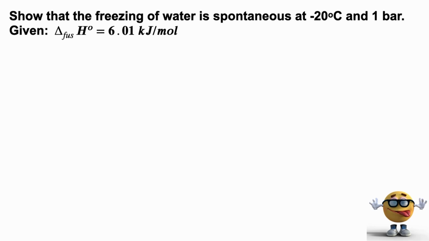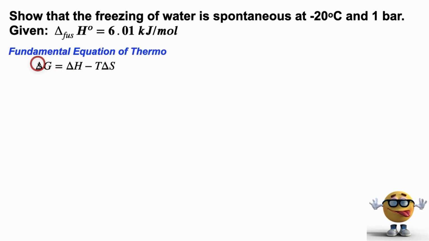Alrighty, my friends, we're going to show that the freezing of water is spontaneous, which means it occurs without additional energy at negative 20 degrees Celsius and 1 bar. There's a variety of different ways to do this. I have other ways, you can find them in the description below, but in this video, we're going to use the fundamental equation of chemical thermodynamics, which is delta G equals delta H minus T delta S.